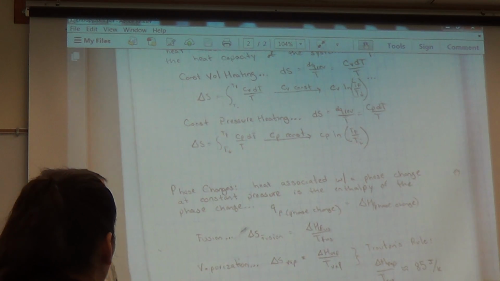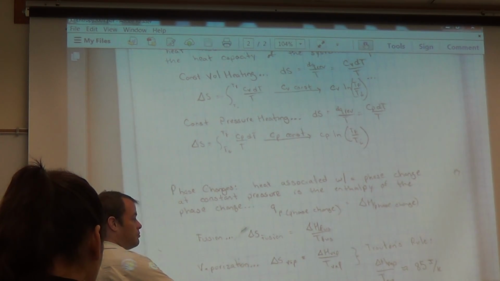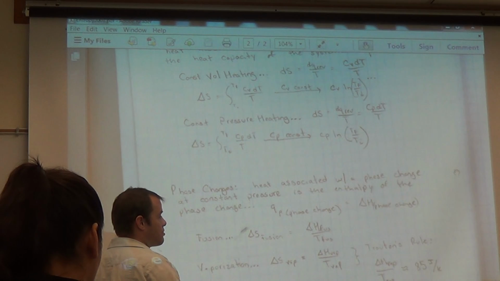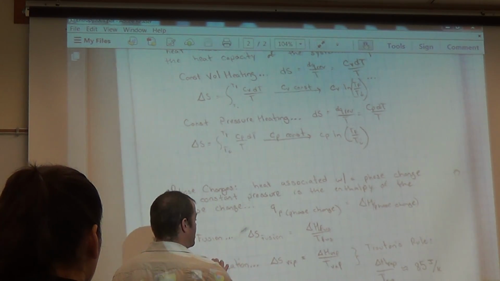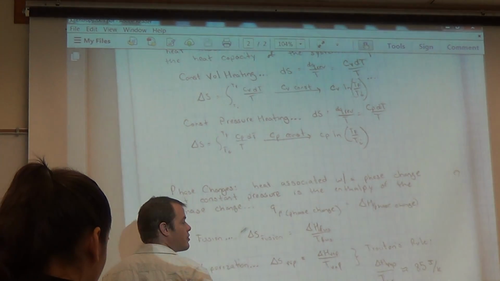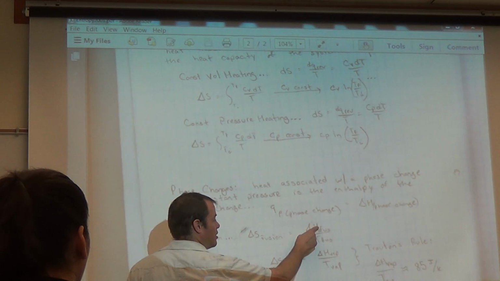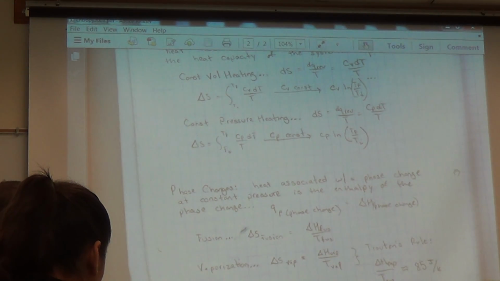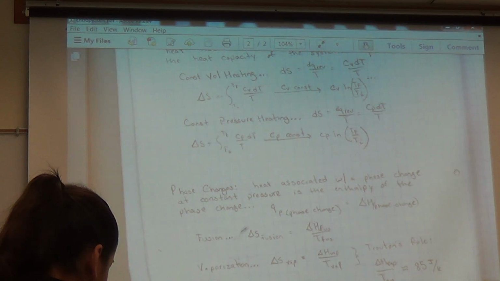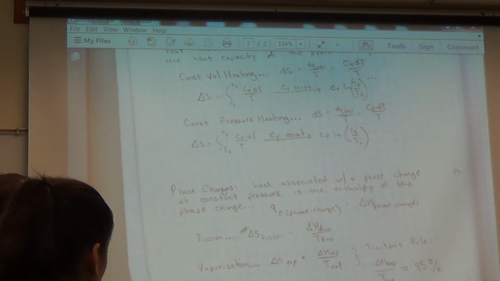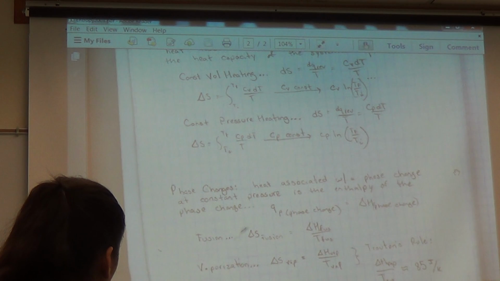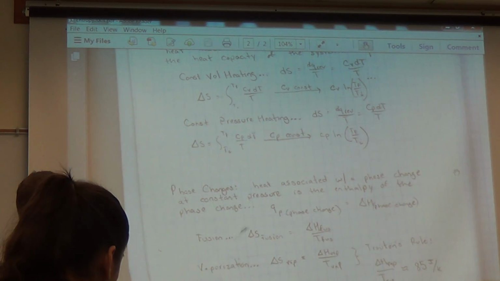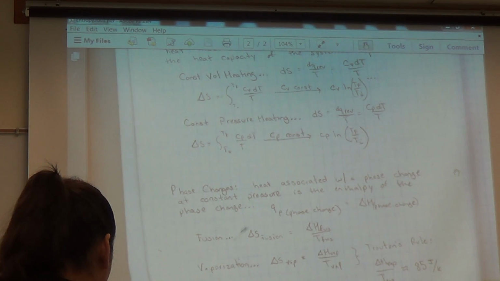So now if we have one of these phase change processes, and we want to calculate delta S for the process, all we have to do is divide the delta H of the process by the temperature at which the process occurs. So for fusion, delta S of fusion is simply delta H of fusion over the temperature of fusion. Right? And for vaporization, similarly, delta S of vaporization is just delta H of vaporization divided by the temperature at which the vaporization occurs.